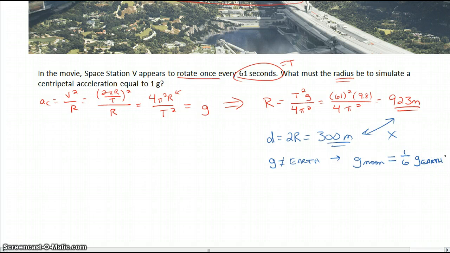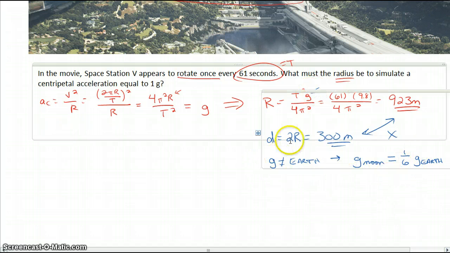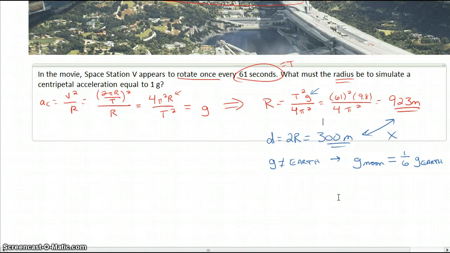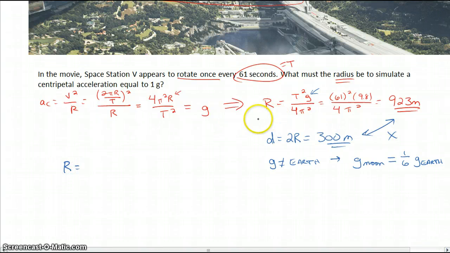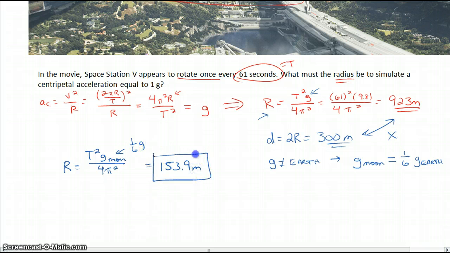So that changes things. We were looking for making this thing look like the Earth, but they just want to have the acceleration due to gravity of the moon. Although it doesn't look like that in the movie, they look like they're walking around just fine. So let's take a look at that. If we look at this equation again, r equals T squared g over 4 pi squared, I'm going to use g on the moon now. If this is 1/6 little g on the Earth, that just means I got to multiply everything by 1/6. That means that r is actually a sixth of this, which is 153.9 meters, which, if you double that, is pretty darn close to 300 meters.